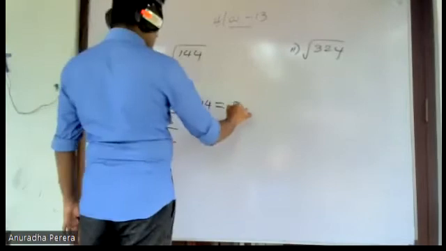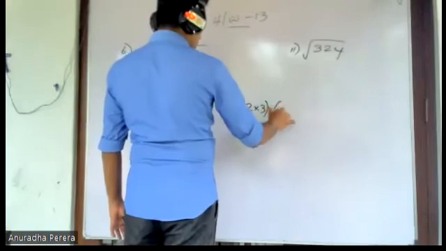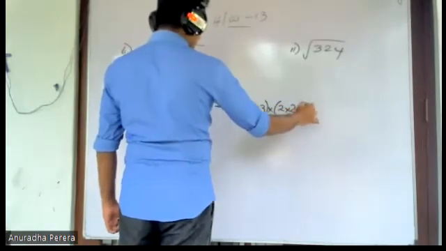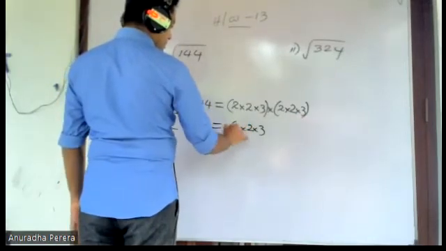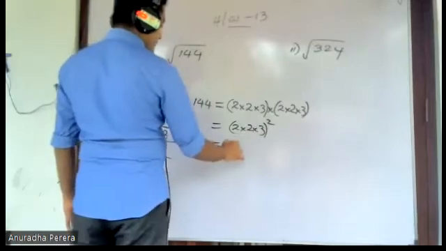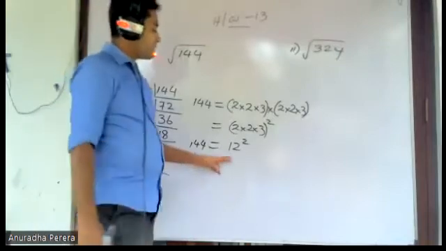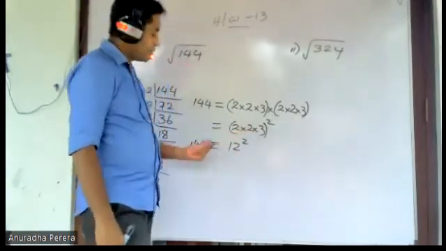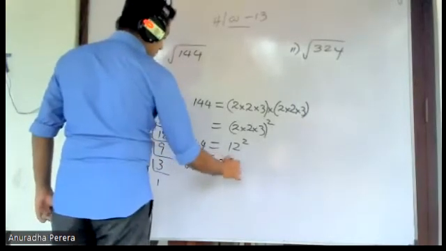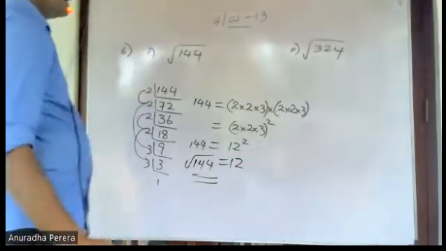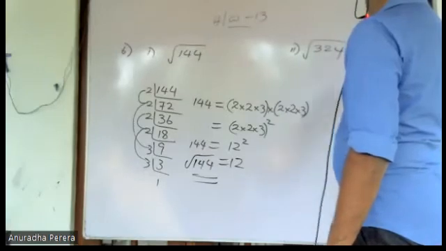2 times 2 times 2 times 2 times 3 times 3. Then you can write it as 2 times 2 times 3 to the power 2. Then 12 to the power 2. Then 144 is the square of 12. Inversely, the square root of 144 equals 12.